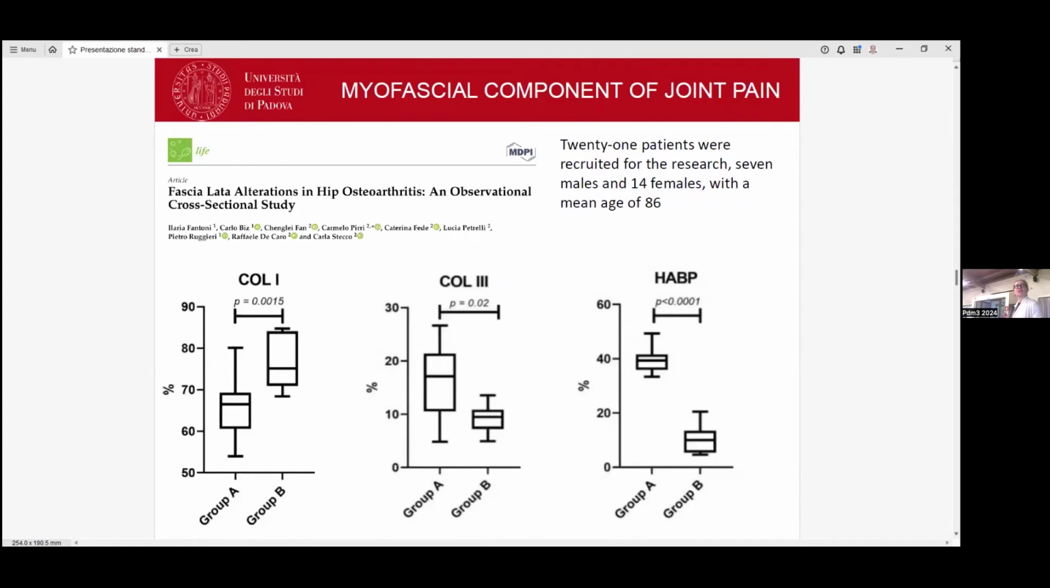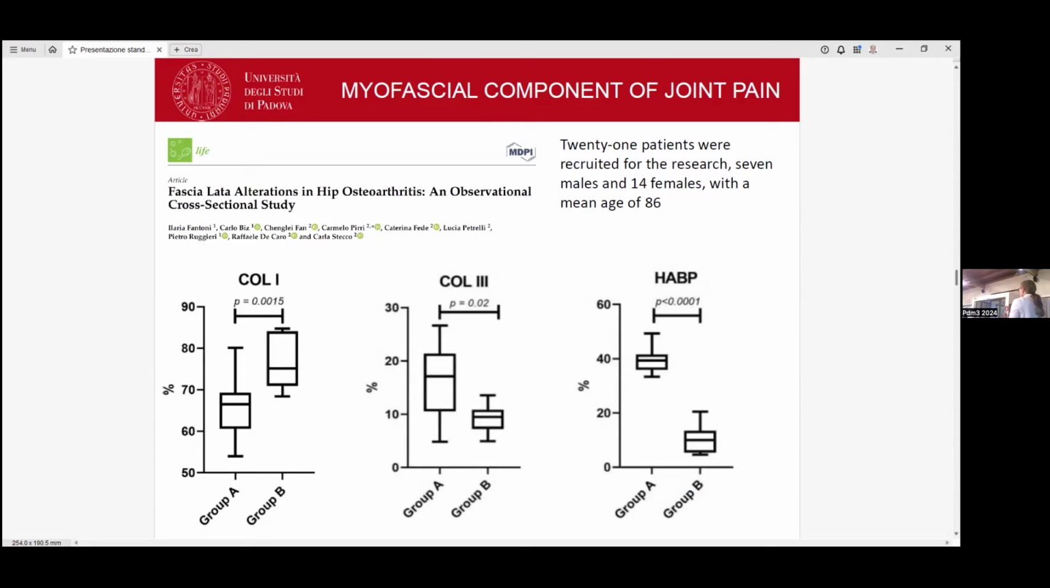But then, with such a quantity in healthy people as a reference, we analyzed the amount of collagen and hyaluronan in other types of fascia. In this study, the fascia lata was analyzed in patients with hip osteoarthritis. They are people pretty aged, around 80 years old, but you can see that we have much more collagen type 1. For collagen type 3, we have some doubt about the result. And surely we have a huge decrease of the hyaluronan.